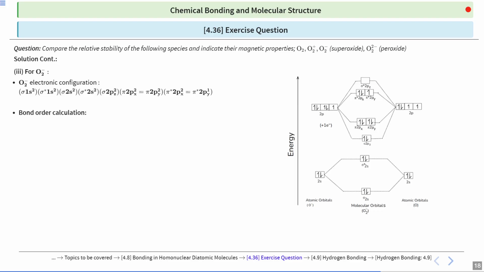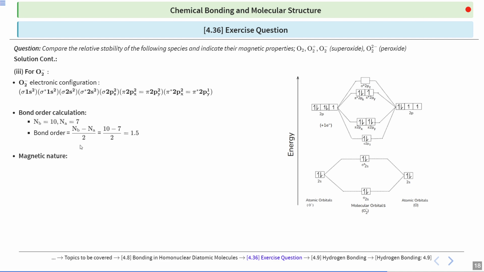Therefore, the bond order calculation can be written as: 10 is the number of bonding electrons and 7 is the number of anti-bonding electrons, which gives you a bond order of 1.5. See student, if we are removing an electron from the anti-bonding, we get a bond order of 2.5. If we are adding an electron in the anti-bonding, we get a bond order of 1.5. So increasing the electrons in the anti-bonding decreases your stability, so we see a decrease in the bond order. And for the normal O2, which has an intermediate number of anti-bonding electrons, the bond order is intermediate. So it is 2.